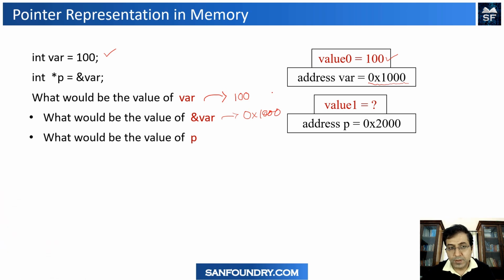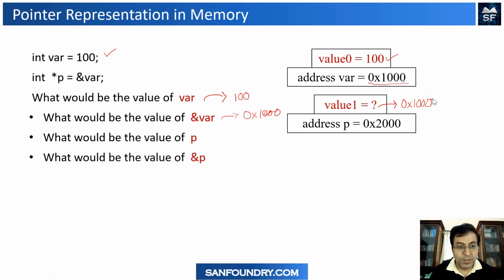So this is the value now. The address of the previous guy, hexadecimal 1000, that is going to be stored. I think this is clear for all of us now. Let's move to the next one.